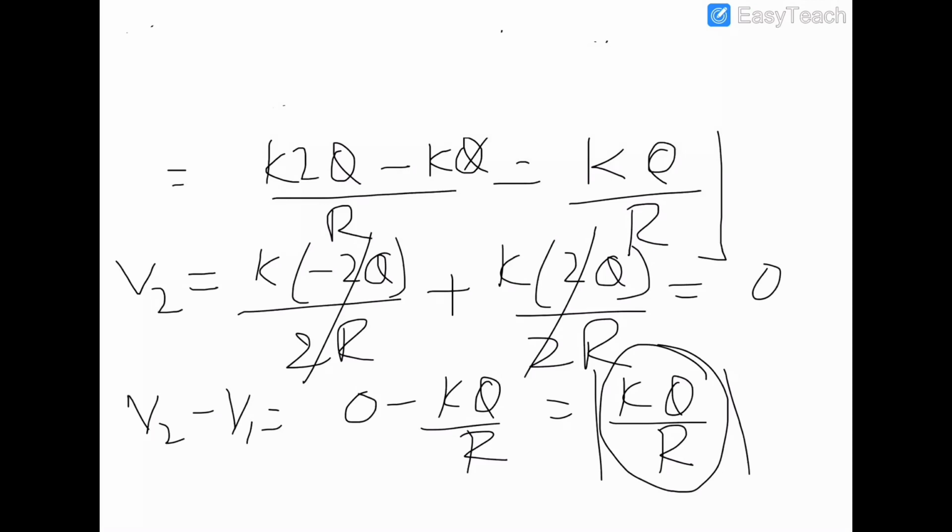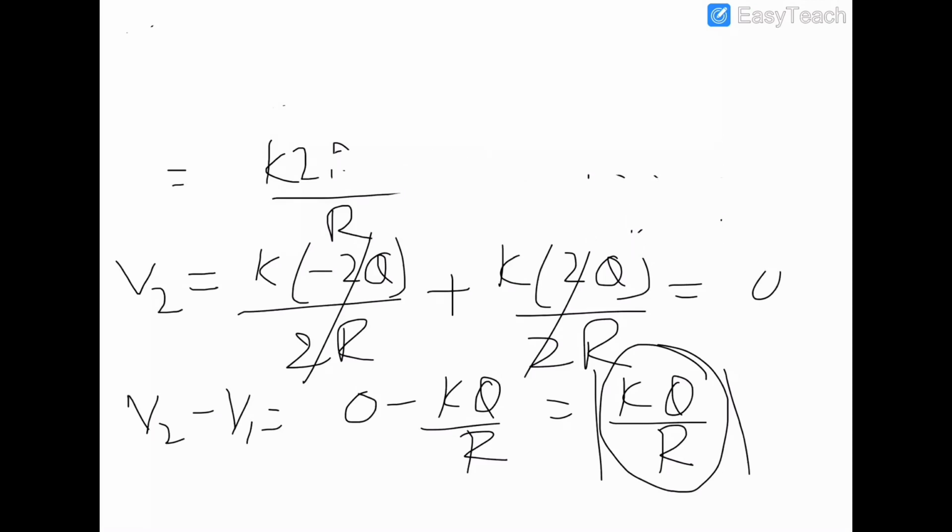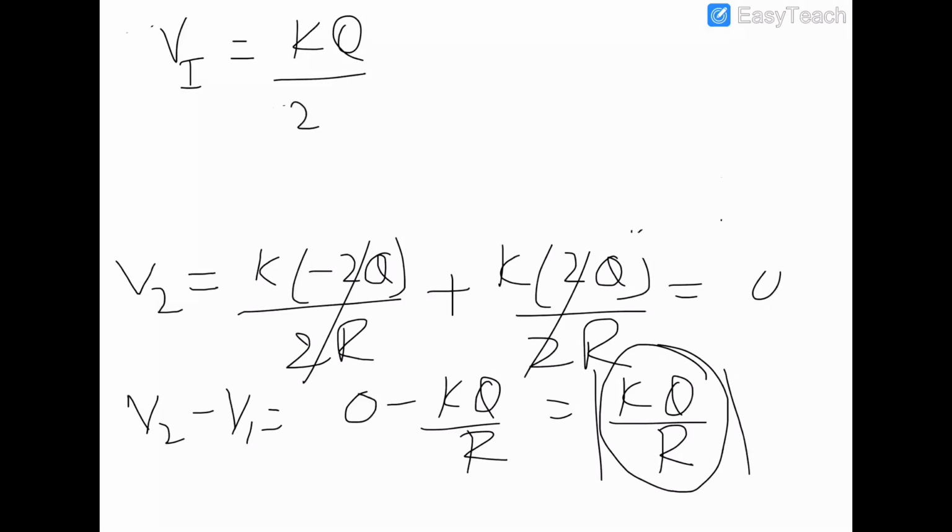So earlier, I will be writing the potential difference, initial, it was equal to KQ by 2R, and now the potential difference has become KQ by R. So what is the change? The new potential difference is double the value of the initial potential difference.